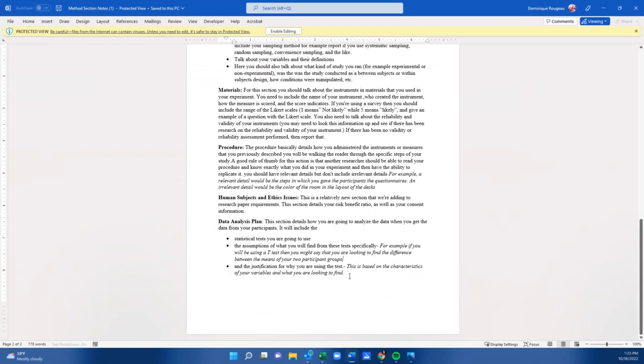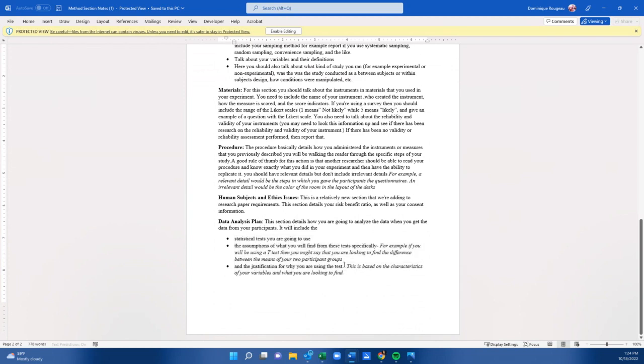And justification for why you're using the test. So again, based on the fact that this study has two separate groups, and the scores are the means of each group, this is the correct test, et cetera, et cetera. So that is what the data analysis plan is.